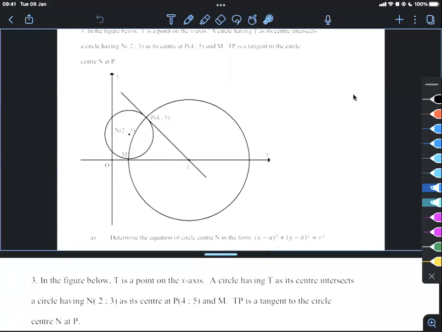If the distance is larger than the two radii added together, the circles do not intersect. In order to find the distance between the two centers, we just take the center and the center and calculate the distance using the distance formula.